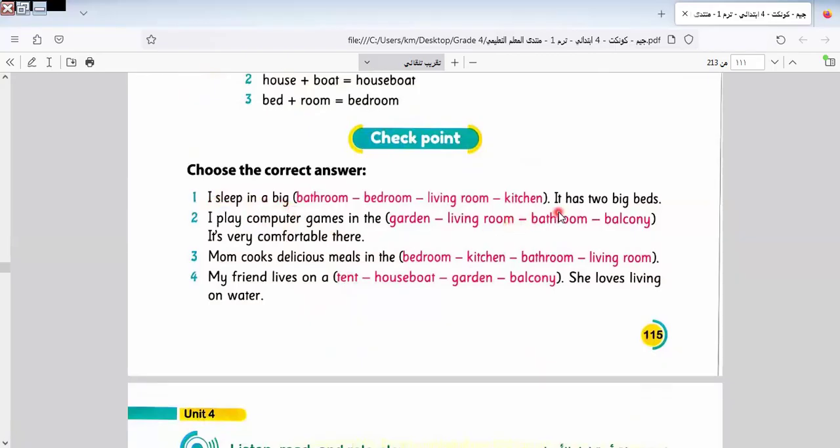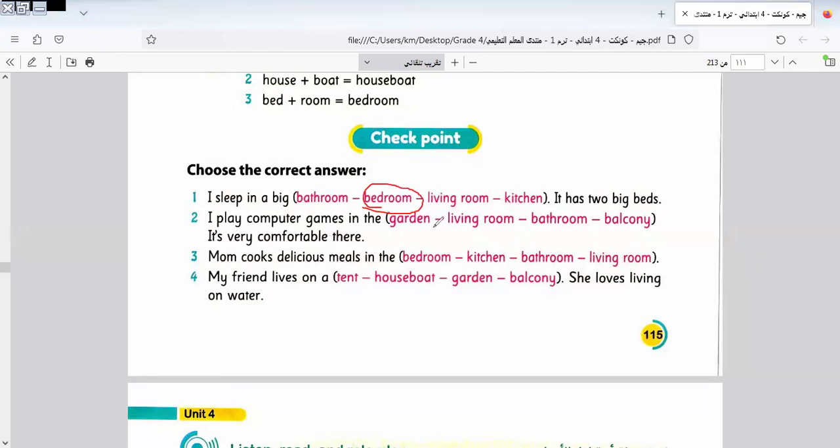I sleep in a big space. It has two big beds. Sleep in a big what? Can we say bedroom, bathroom? Bathroom, it's not right. I can't sleep in one. Go to the bathroom and sleep in it? Wrong. Sleep in the living room? Wrong. Sleep in the kitchen? Wrong. So the correct answer will be what? Can you guess with me? Bedroom. You are clever pupils.